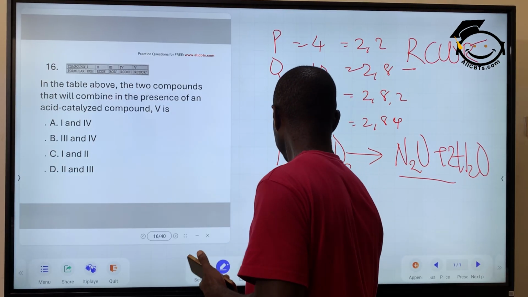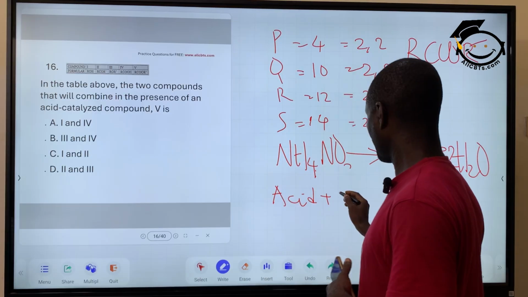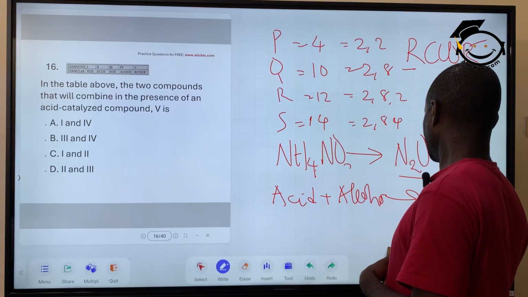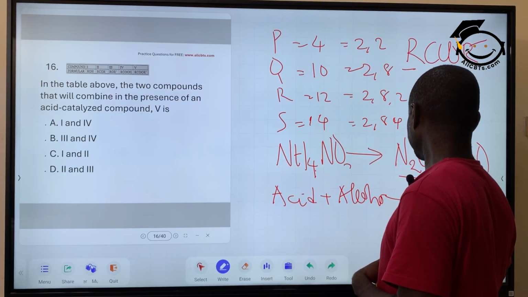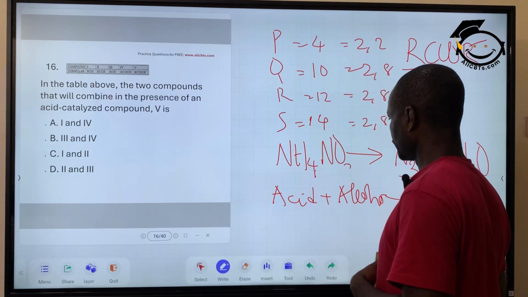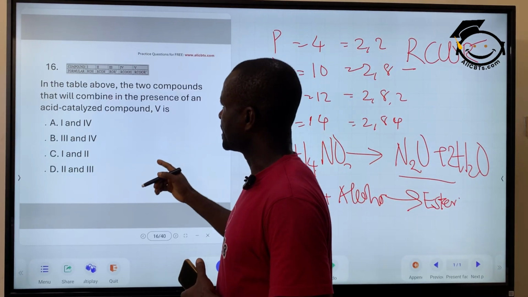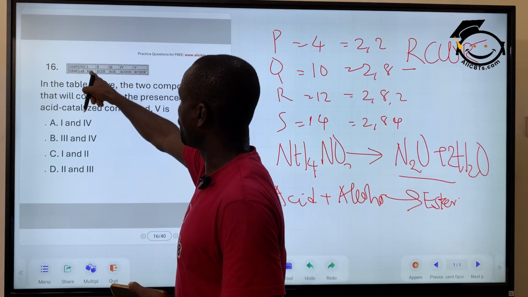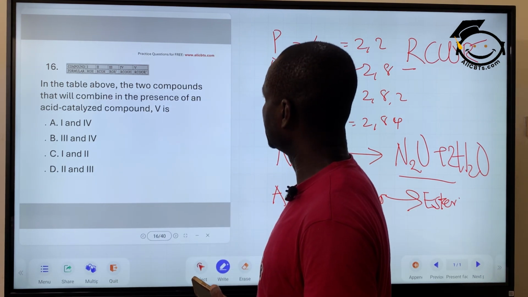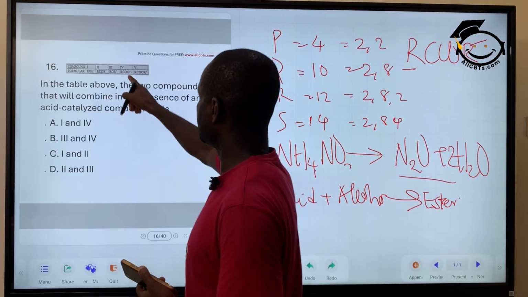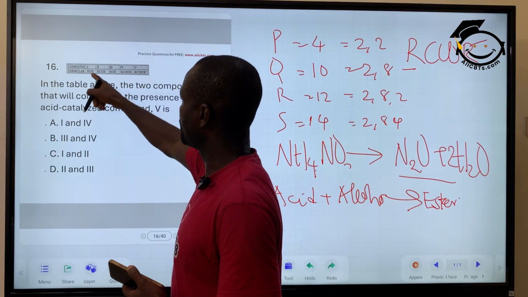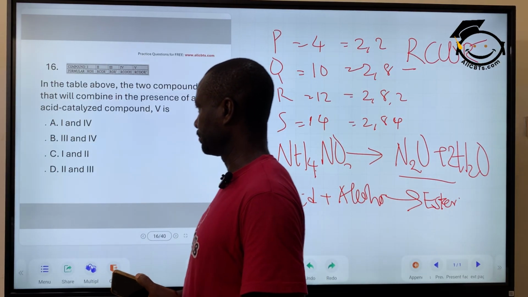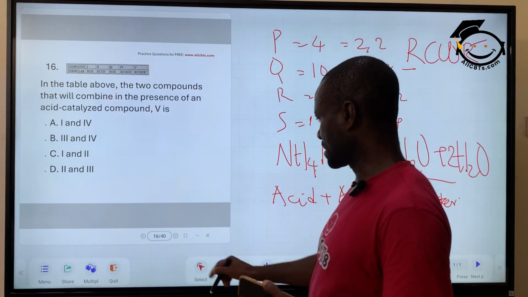Organic acid plus alcohol gives you an ester, a sweet-smelling substance. So where is this combination, acid and alcohol? Alcohol is number 1, that's compound 1, and where is the acid? The only acid here is number 4. So it's a combination of 1 and 4 that gives you an ester. Correct answer A. All right, next question.